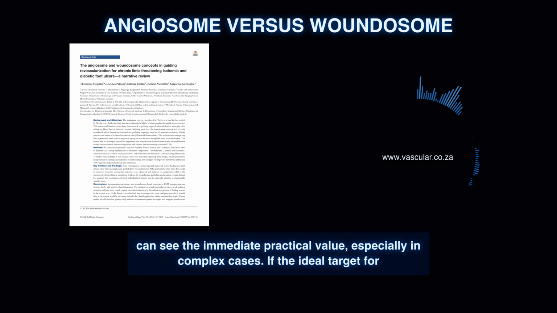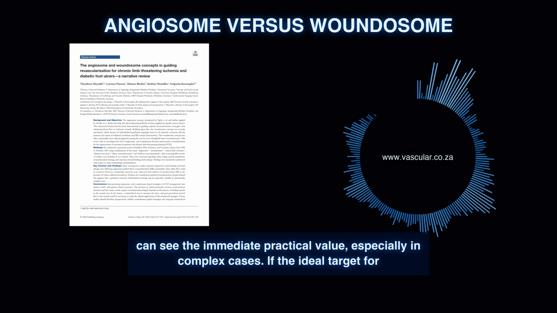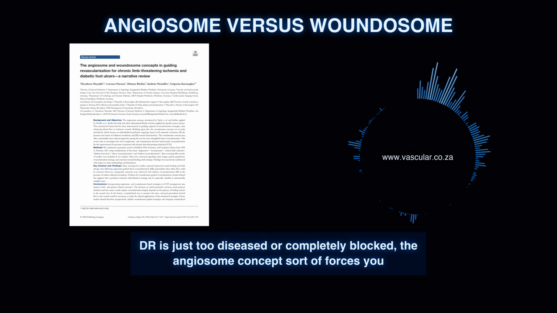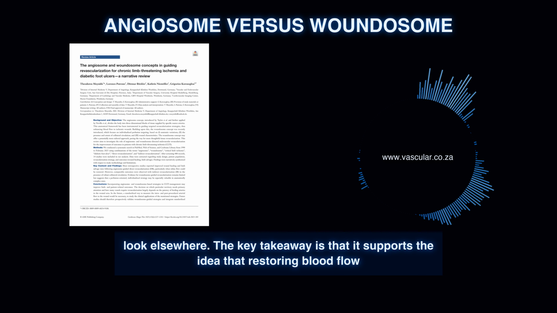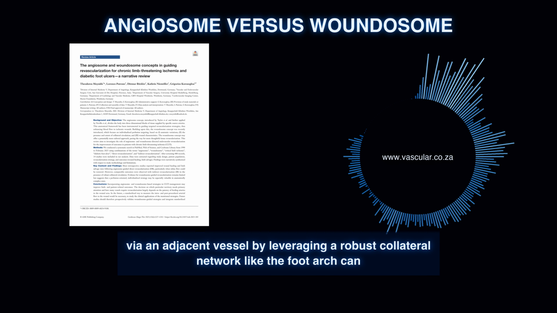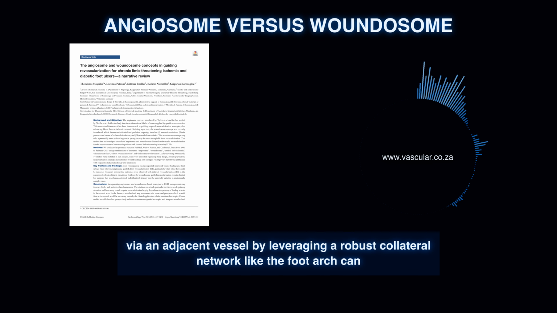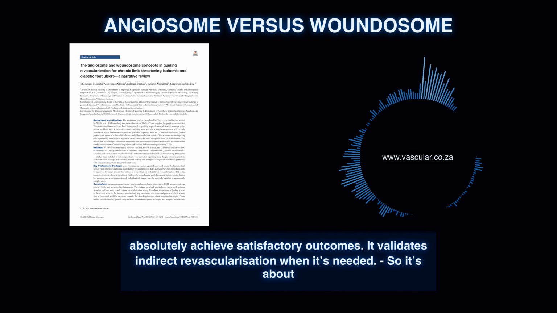I can see the immediate practical value, especially in complex cases. If the ideal target for DR is just too diseased or completely blocked, the angiosome concept sort of forces you toward a dead end. It does. The Woundosome gives the clinician the flexibility to look elsewhere. Right. The key takeaway is that it supports the idea that restoring blood flow via an adjacent vessel by leveraging a robust collateral network like the foot arch can absolutely achieve satisfactory outcomes. It validates indirect revascularization when it's needed.